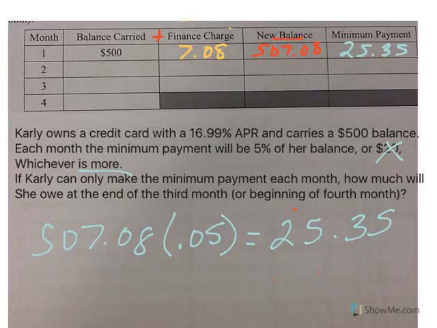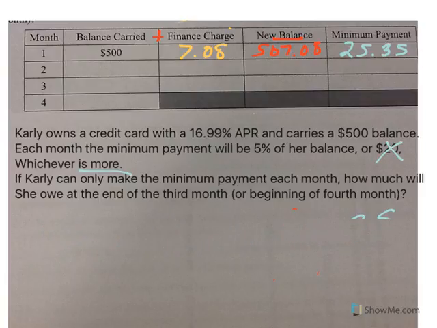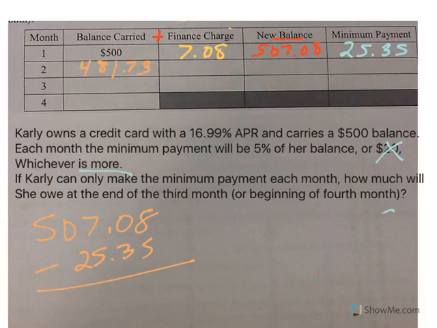All right, so I owed 507.08. I paid $25.35. And when you pay it, that makes your balance go down. So that gives me a balance carried over to the next month of $481.73. And now we do it again. So I would recommend hitting pause, trying to go through this process again, and then coming back and I'll talk you through it.